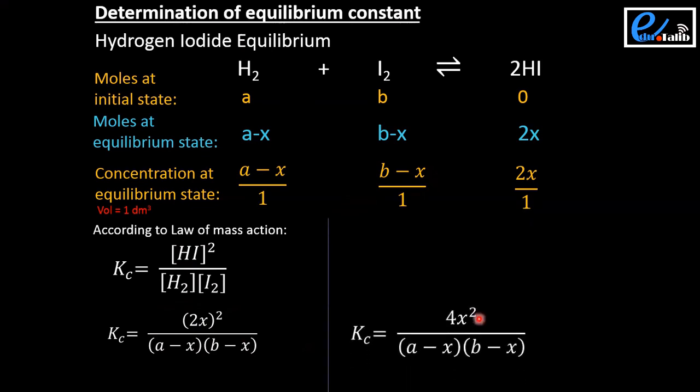Now simplifying the values, the Kc value equals 4X squared in the numerator, over A minus X times B minus X in the denominator. In the same way, if we know the initial moles of A, that is hydrogen, and the initial moles of iodine, that is B, and the consumed moles or the number of moles formed in this reaction, we can easily calculate the Kc value.